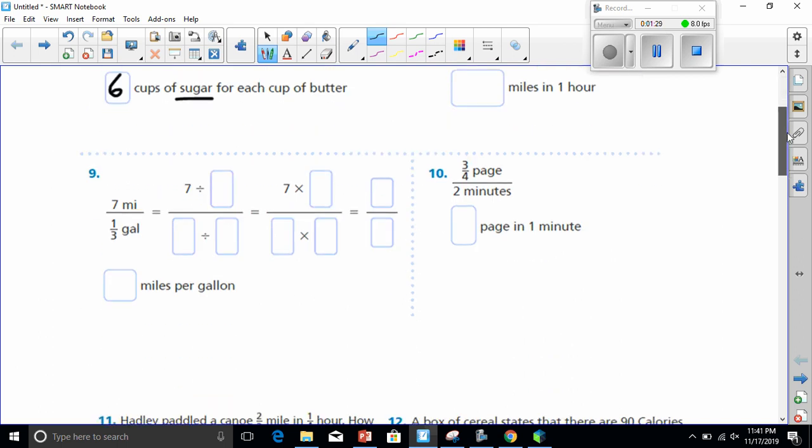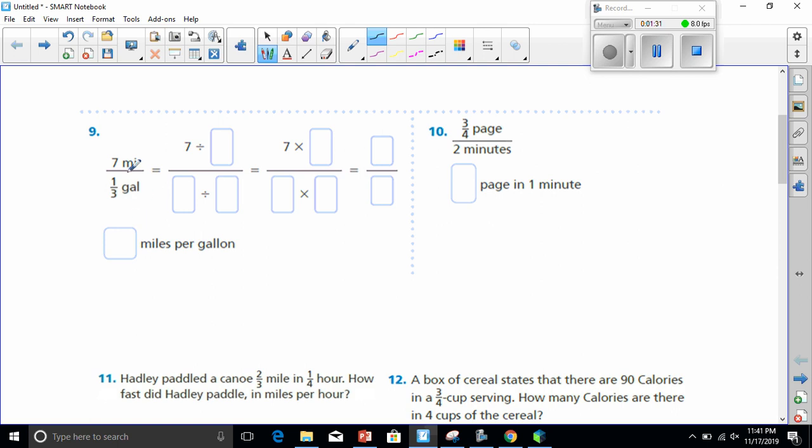All right, let's move to number 9. This is pretty easy. They're saying 7 divided by what. Well, every fraction is a division problem, so that's going to be 1/3. That means we're going to take 1/3 over here, because whatever I divide from one side, I divide from the other, right? And we're going to divide it by 1/3 as well.